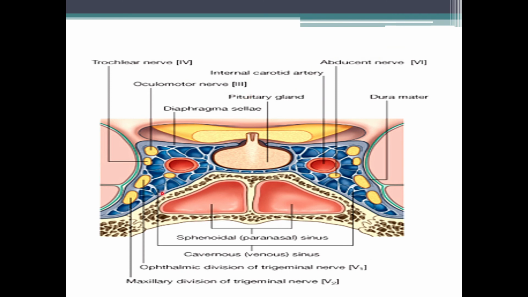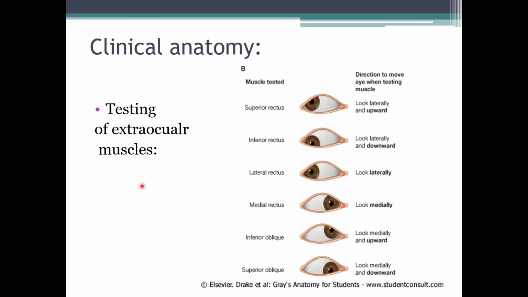So this is the relation of the nerve in the cavernous sinus. As you all know, this is the internal carotid artery, and lying lateral and infralateral to it is your abducens nerve. This is the oculomotor nerve, and beneath it is your trochlear nerve. These are the ophthalmic and maxillary divisions of the trigeminal nerve. The abducens and trochlear nerves also carry general somatic efferent fibers towards their own muscles.